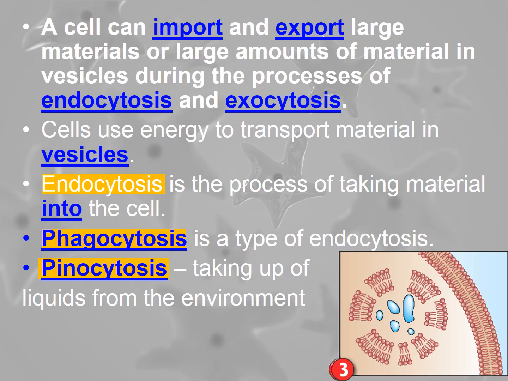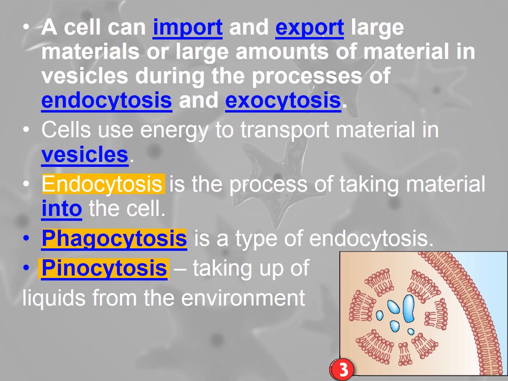Okay, so a cell can import and export large materials or large amounts of material in vesicles during the processes of endocytosis and exocytosis. So cells use energy to transport the material in the vesicles, and vesicles are just like little bubbles of stuff. Please highlight endocytosis. This is where the cell is bringing material into the cell.